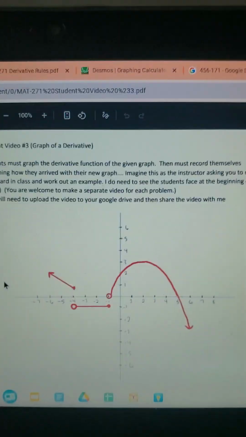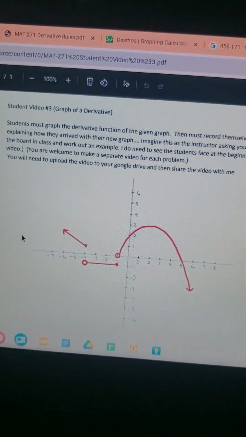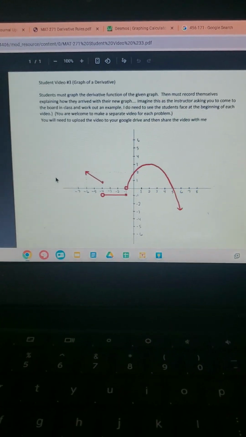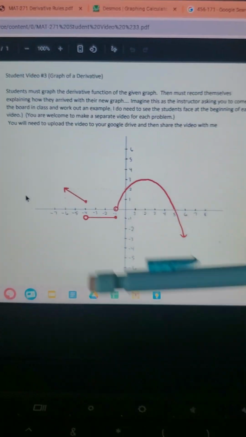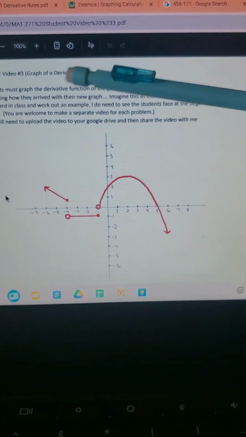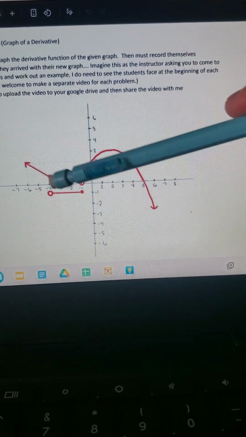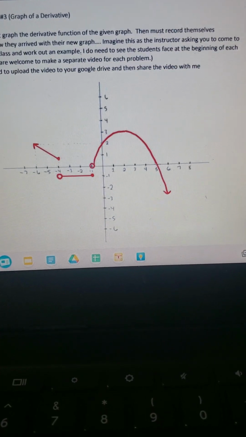So, as you can see here, we have this function. When we want to find the derivative graph of the function, we will start by coming over here. We won't be writing it over here. First thing we will look at is what the derivative, or the slope, is in this section. As we can see, it appears to be going over 2 and down 1 for this whole part.